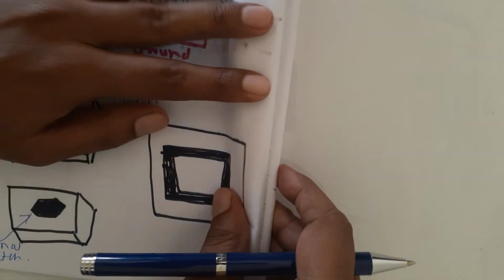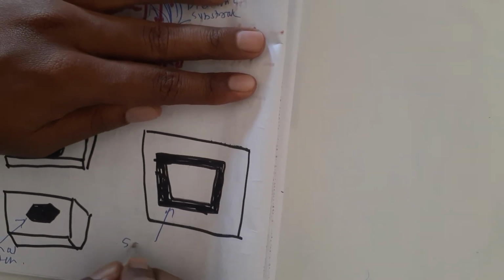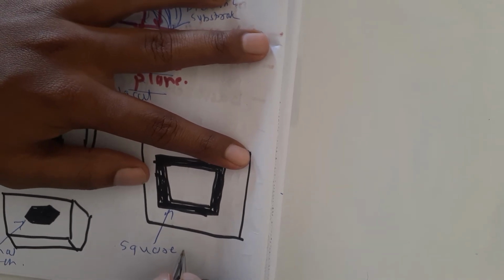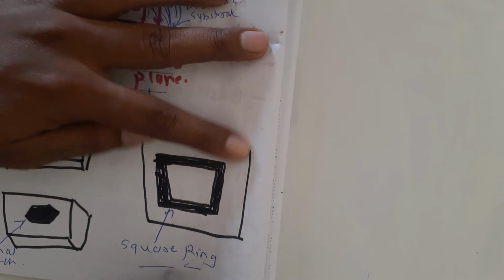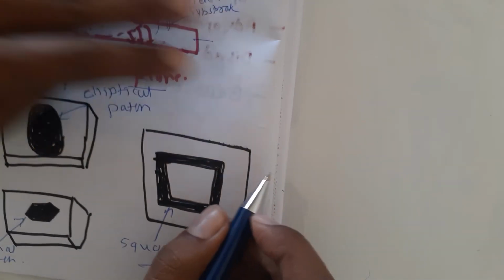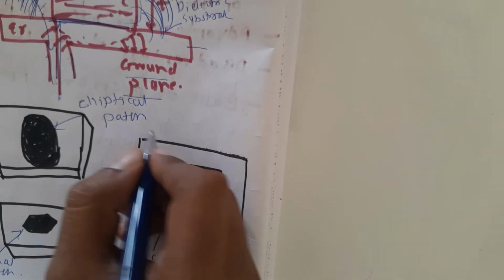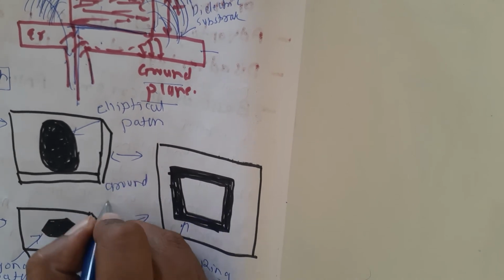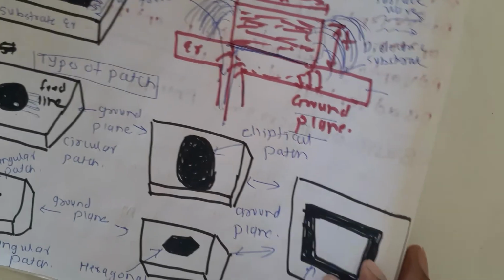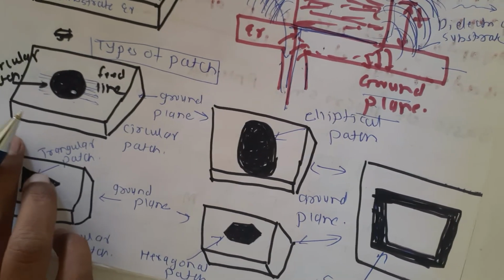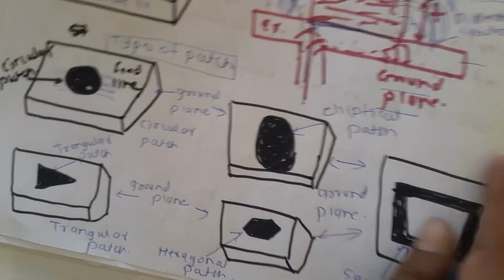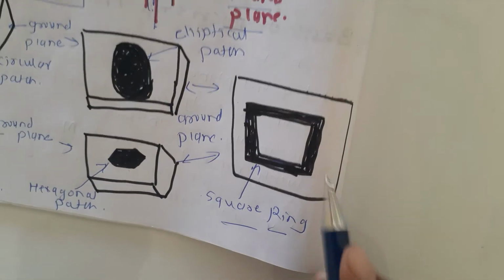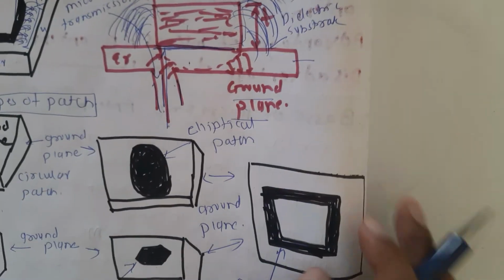So different types of patch are there. This will be square. This is a square patch. So coaxial, this is a ground plane. So different types of patch are circular, triangular, then elliptical, hexagonal, and the square type of patch.